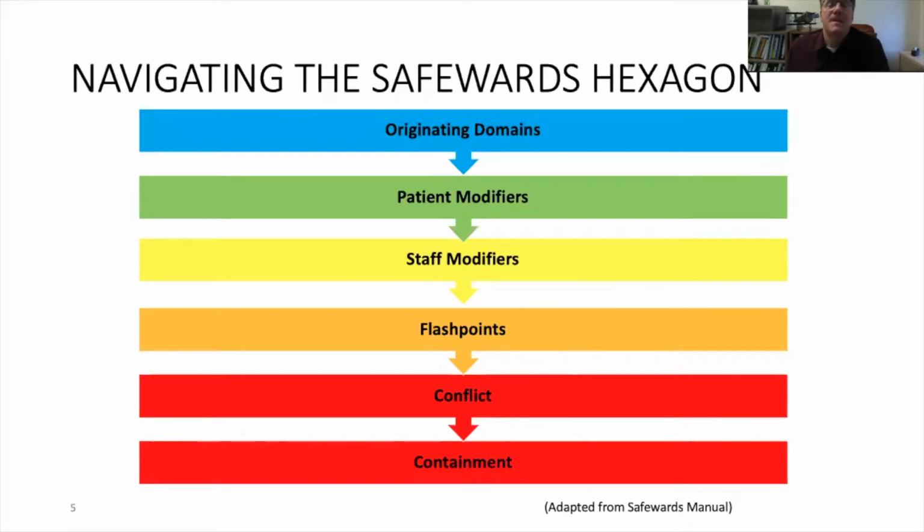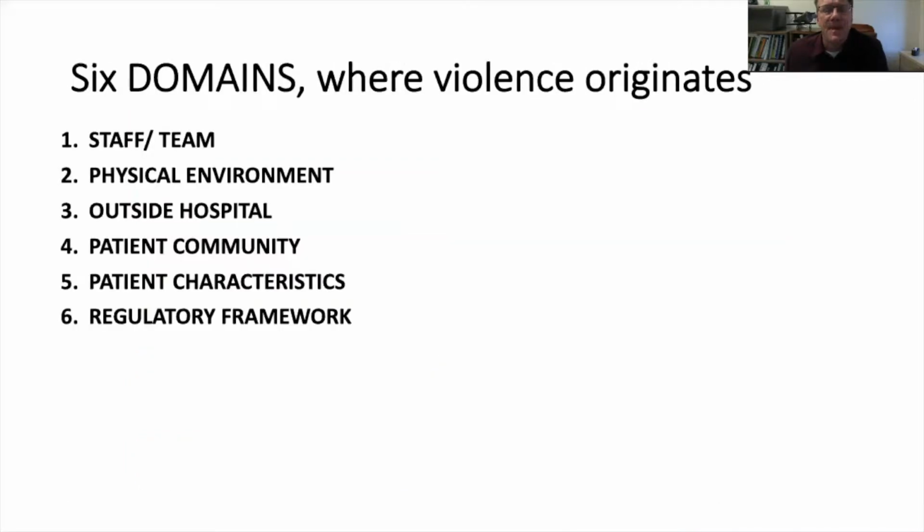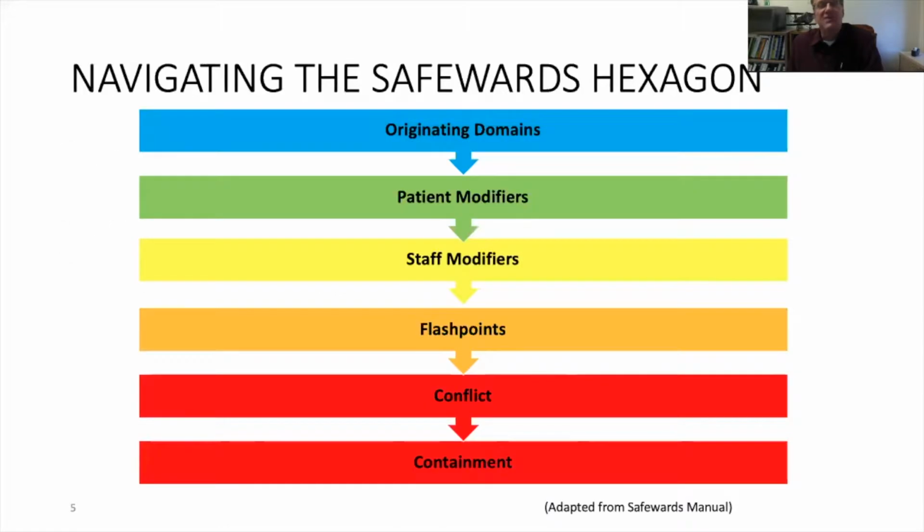This model is organized in what's called a hexagon, a 6-sided model. What we did is color-code the various components of the model so that we could try to simplify it. It can be kind of complex. So here's the color coding we're going to use. Before we get there, I want to break down the 6 domains, which is the blue part here, the originating domains.